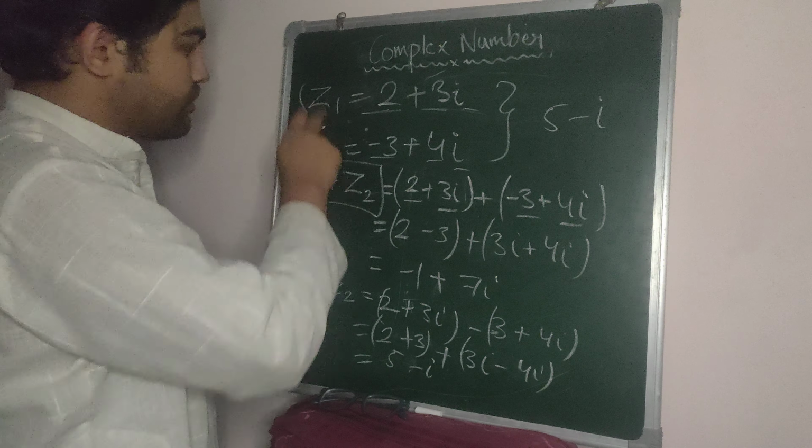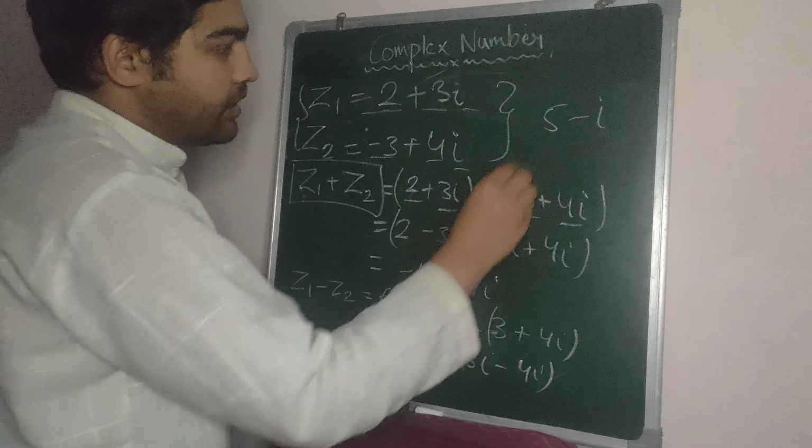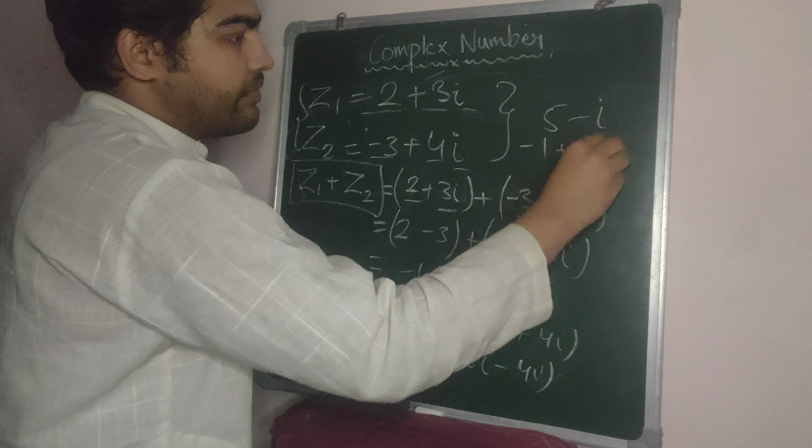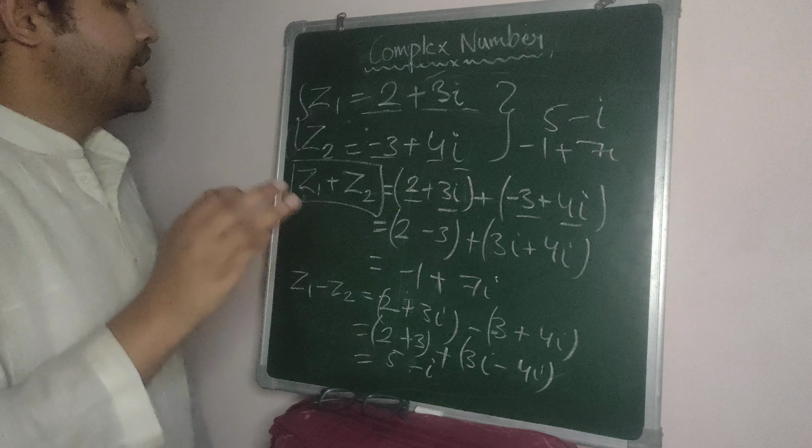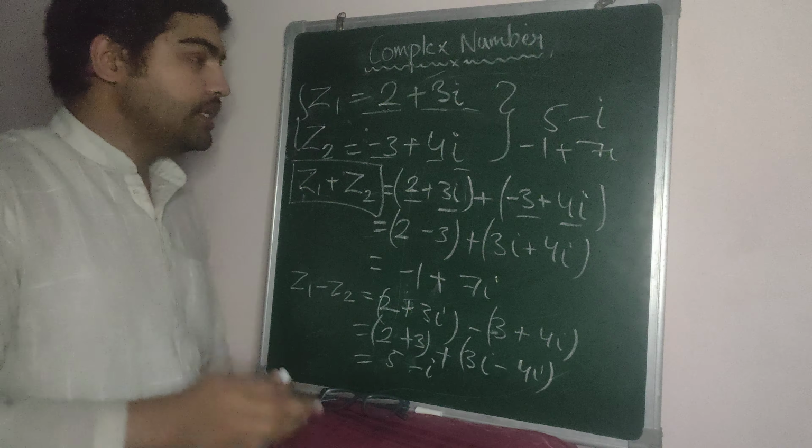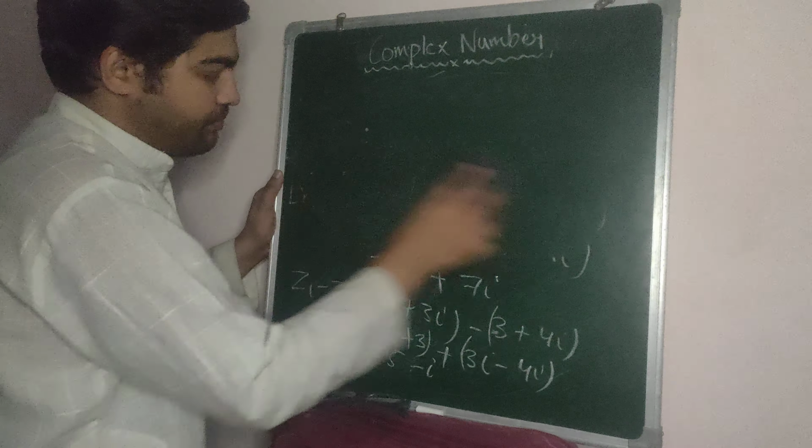The addition of these complex numbers is minus 1 plus 7i. So in addition and subtraction, the real part should be added or subtracted with the real part, and the imaginary part should be added or subtracted with the imaginary part. So this is the addition and subtraction of complex numbers.